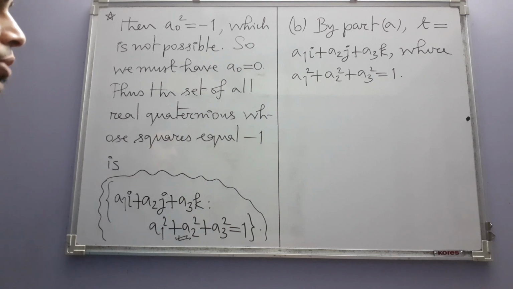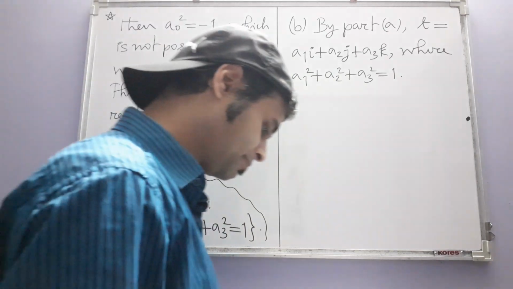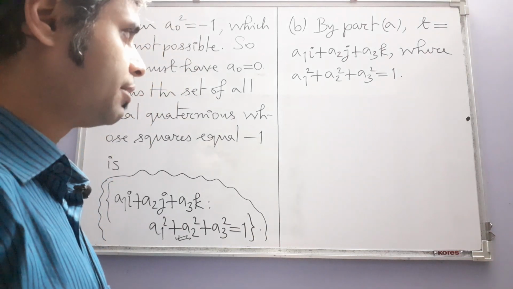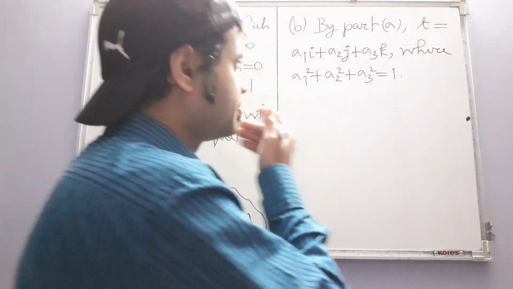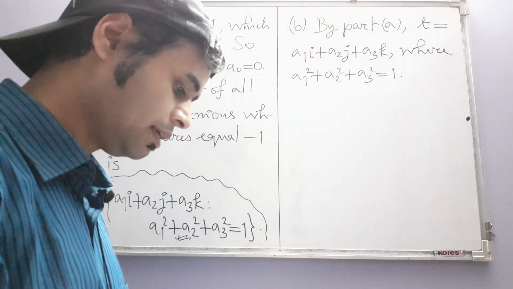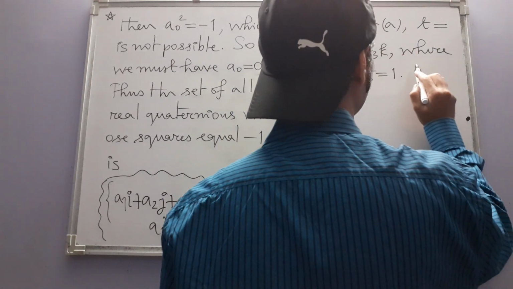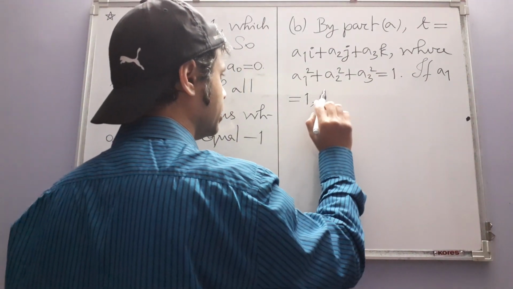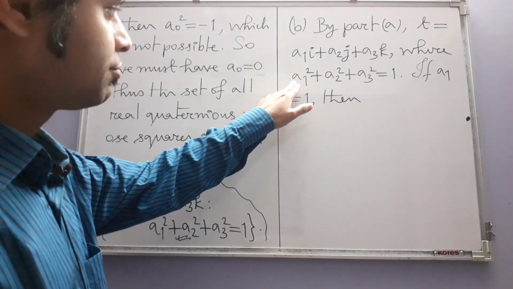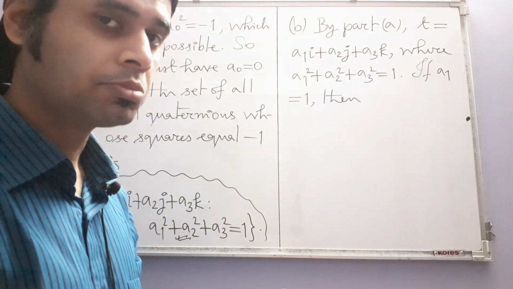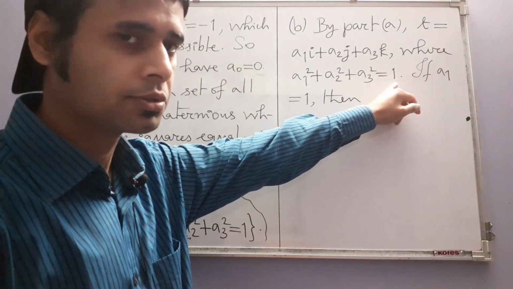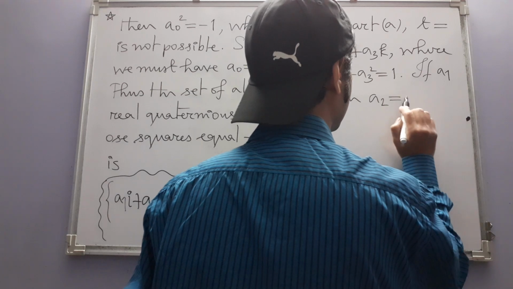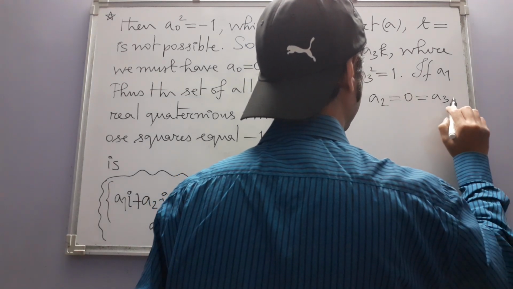Now, if a1 is equal to 1, yeah, in place of a1 we can take a2 or a3 also. Anyway, let me see what we get. If a1 is equal to 1, then what do we get from this equation? a2 square plus a3 square then should be equal to 0, because the a1 square and 1 you can cancel from both sides. But then a2 and a3 themselves should be equal to 0. So we write then a2 is equal to 0 is equal to a3.